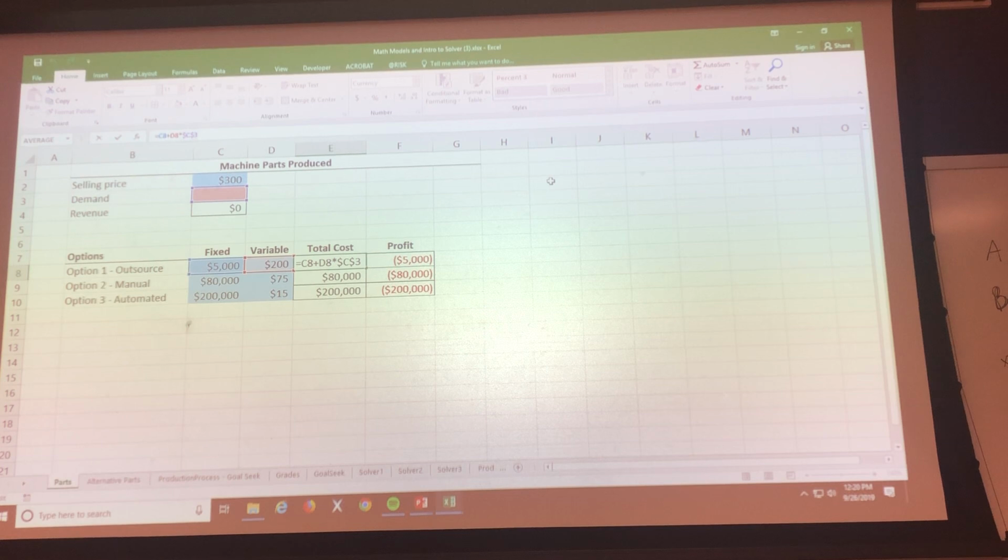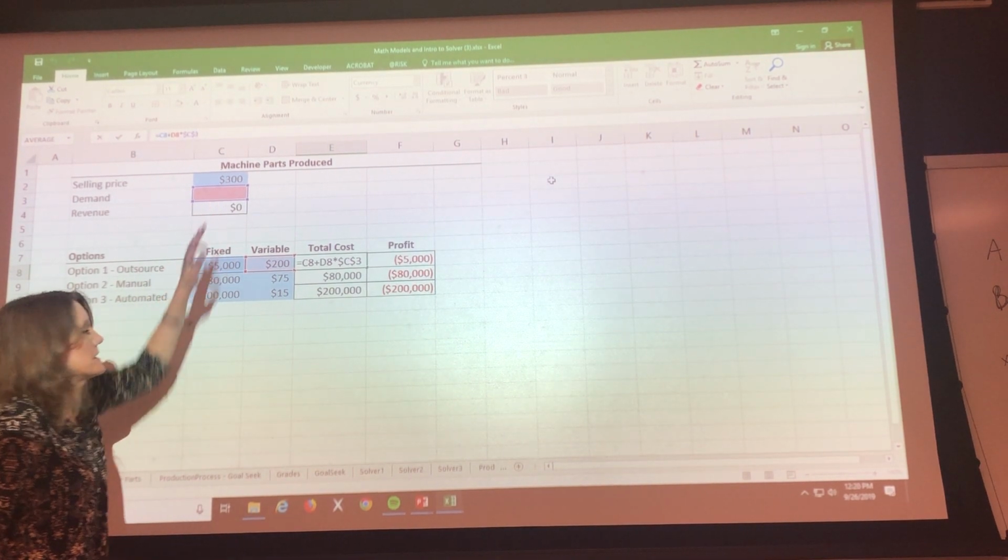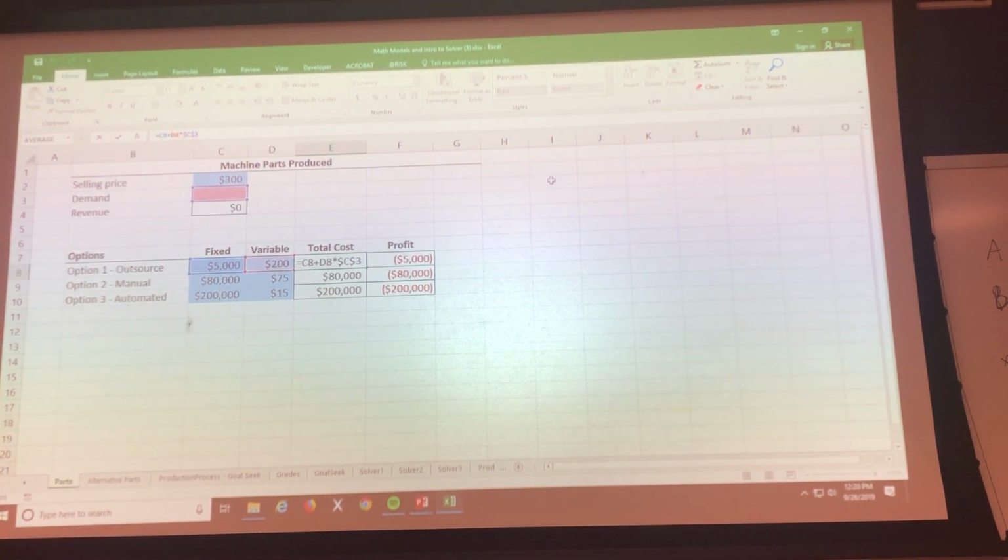Now, I don't know if your stuff's in the same cells that mine is in. Oh, okay, don't do my cell references. Just do fixed cost plus variable cost times demand. You might be on a different row than mine, or different columns, or whatever. Okay, we're set up. We're ready to go. We have all of the information in here.